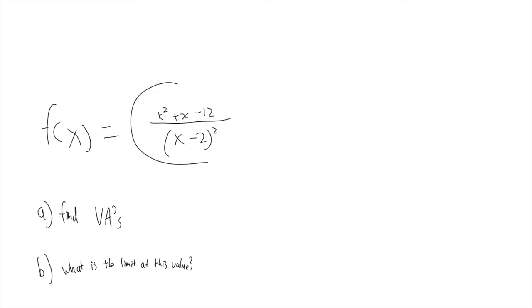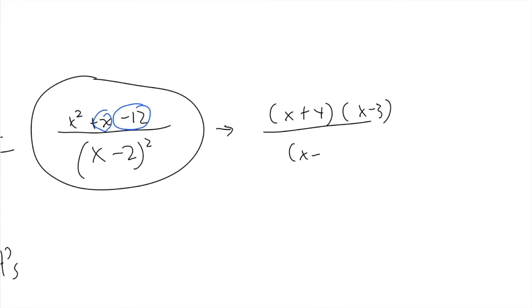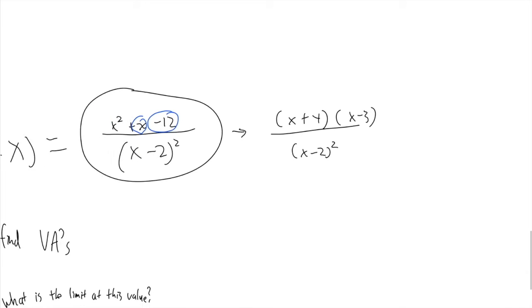So let's take it one step at a time and find the vertical asymptotes. We can rewrite this function in factored form. x squared plus x minus 12, you can rewrite that as x plus 4 times x minus 3, because foiling this, you'd get x squared plus x minus 12. The two numbers have to multiply to -12 and add together to equal 1, and so that's 4 and -3. All over, and I'm going to keep the denominator in the form it is, x minus 2 squared.